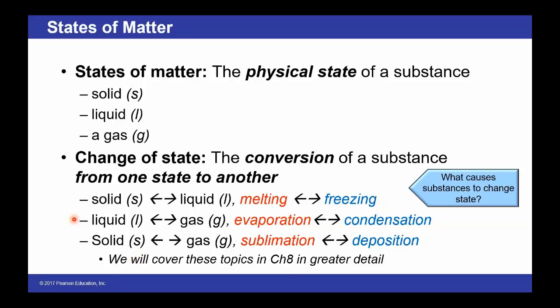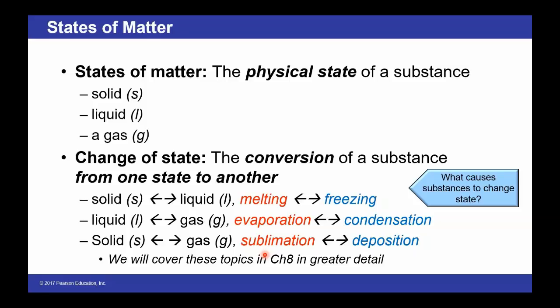To go from a solid to a liquid is melting, and to go from a liquid to a solid is freezing. To go from a liquid to a gas is evaporation, and to go from a gas to a liquid is condensation. To go from a solid to a gas is sublimation, and deposition is going from a gas to a solid.